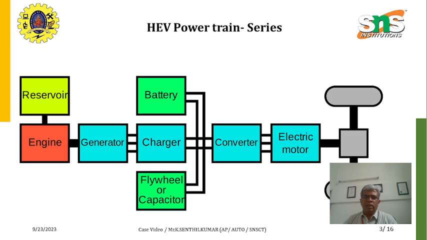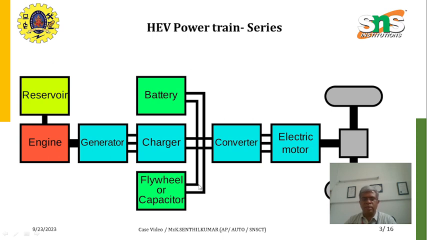And look at this diagram. This is the series hybrid electric vehicle powertrain. Here the power flow is in a straight line manner. The engine is connected with the generator. The generator generates the power, and the power is controlled by means of the charger. That charger is used to charge the battery and take the power. Here sometimes a flywheel is used, or sometimes a capacitor is used.